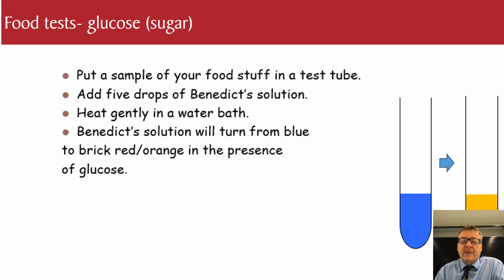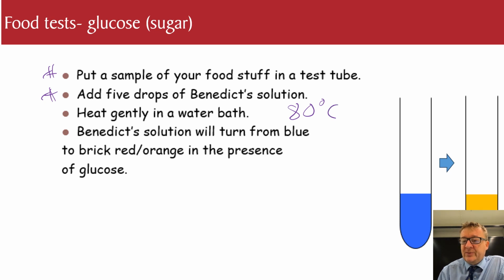The second one is glucose. Now glucose is a bit more complicated, right? Except for the fact that you'd still add your food sample to a boiling tube. You add 5 drops or so of Benedict's solution. Then the difference is you heat it to 80 degrees C in a water bath.